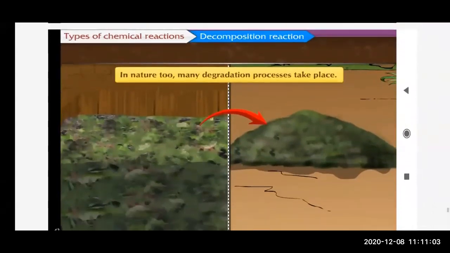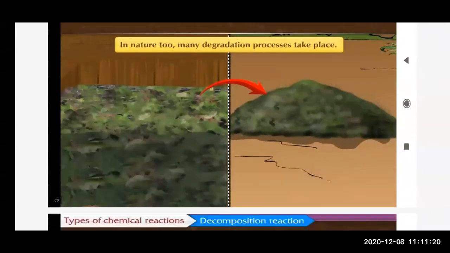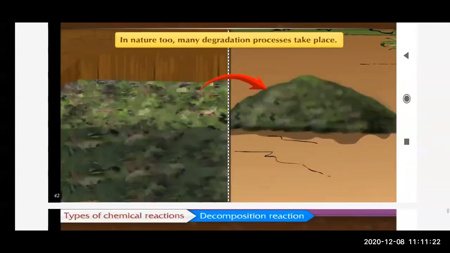Now, in front of you, one image is shown. Many degradation processes take place in the nature surrounding us. You can see the degradation process taking place. What happens? Organic waste is decomposed by microorganisms, and as a result, manure and biogas are formed.